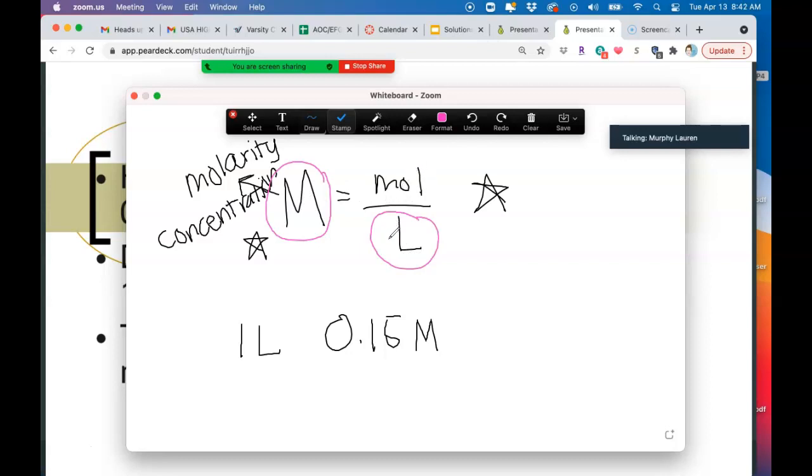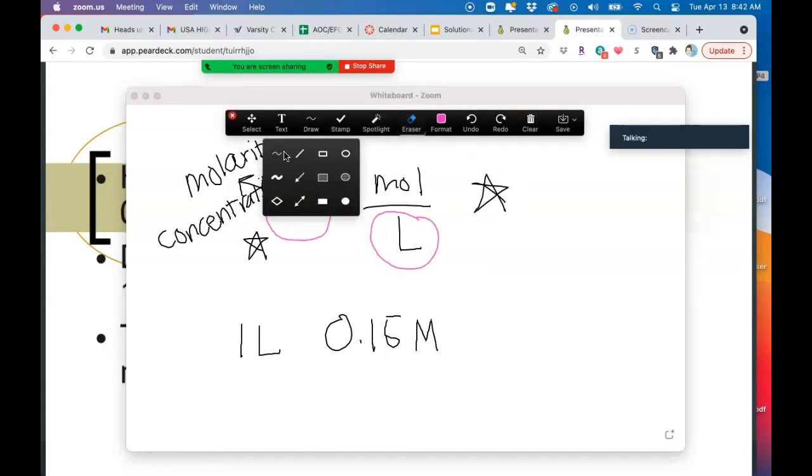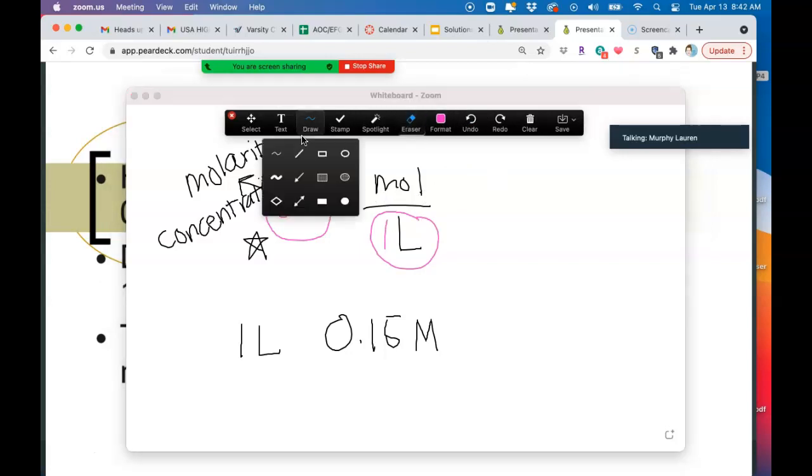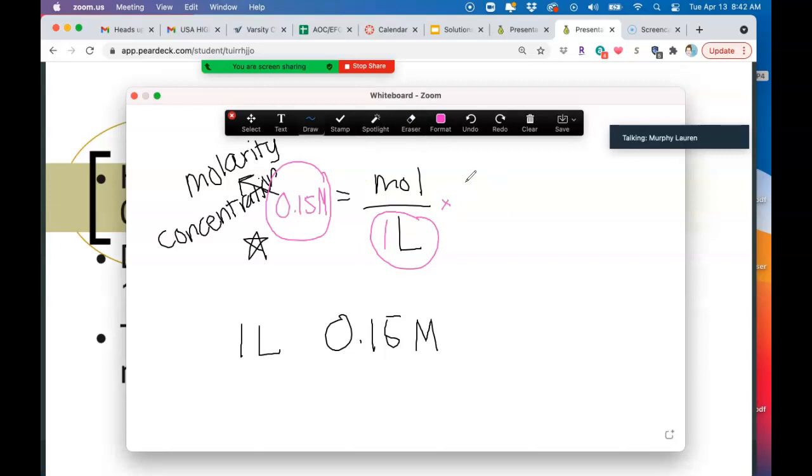So let's just do that for right now. Let's plug these numbers in where they belong. 0.15 molar goes here. 0.15 molar is the number I gave you. And how many liters did I give you? 1 liter. So if I rearrange to solve for moles, what do I do? Well, I multiply both sides by liters, and luckily it's just 1 liter because that's the number that was given in the problem.